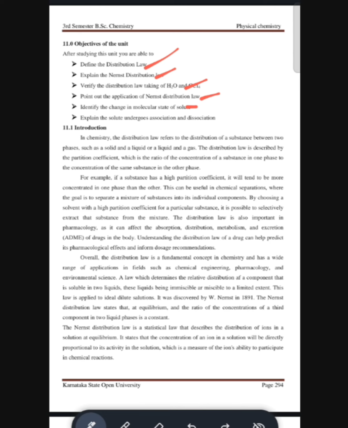Distribution law refers to the distribution of a substance between two different phases. It may be solid, liquid, or liquid and gas. So one phase is solid and another phase may be liquid, or one phase may be solid and another phase may be gas. How the molecules are distributed between two different phases, that we are going to study here.